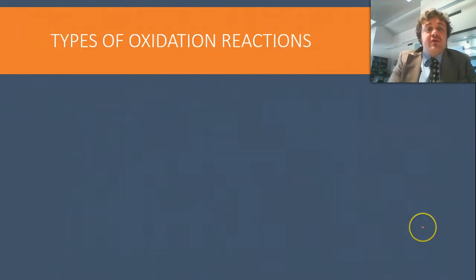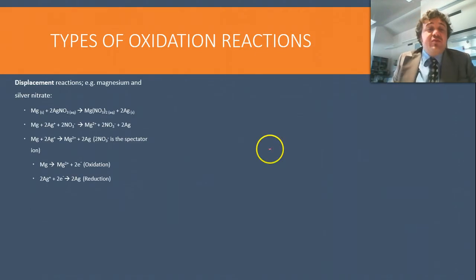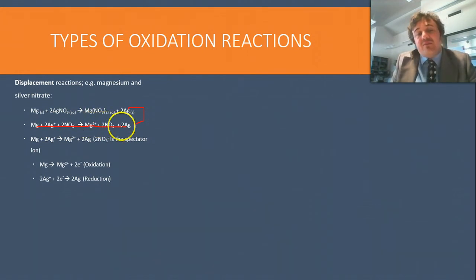And here reduction is just the opposite. Okay. Now, types of oxidation reactions. Let's go through these one by one. You've got displacement. So magnesium plus silver nitrate. Now we have all these half equations. Sorry, that's your full equation there. We're going to ignore that for the moment. We'll ignore this one here. They've made the ion equation there. So magnesium plus silver ion and nitrate ions gives you magnesium ion plus nitrate ions plus silver as a solid.